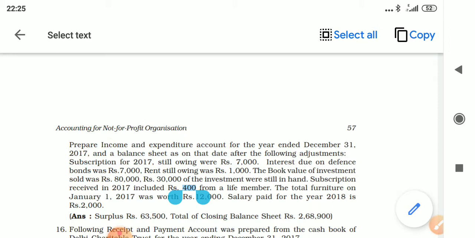So on the income side of income and expenditure account, we have to add 83,000 plus 7,000 minus 400. 89,600 will appear in the income side of income and expenditure account. The 7,000 will appear in the current year's balance sheet, that is 2017 balance sheet asset side. The 400 will be added with capital fund in the current year's balance sheet liability side.